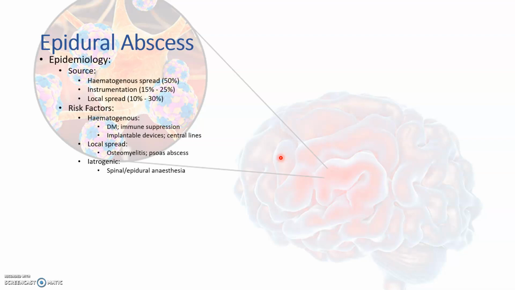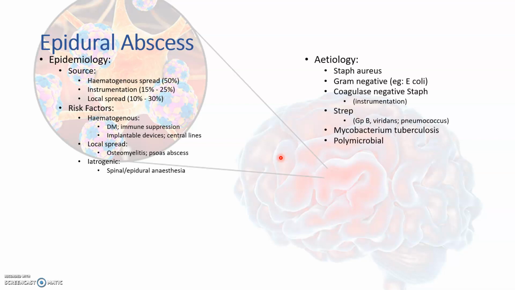The source of the infection can be hematogenous, due to instrumentation, or local spread, and the risk factors are listed on the slide. Staph aureus is a common organism involved, as are gram-negative organisms, group B strep, and in some specific cases we need to consider things like Mycobacterium tuberculosis.